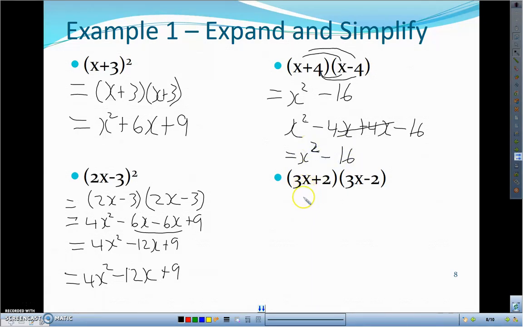It does work. Let's try it with this one. Just using the shortcut, then it should be 3x squared minus that 2 squared. I put them in brackets to emphasize that this 3x is the whole thing. So it's not like it's just 3 and then x squared. That 3x times 3x is 9x squared. 2 times 2 is minus 4. It's 9x squared minus 4 using our shortcut.